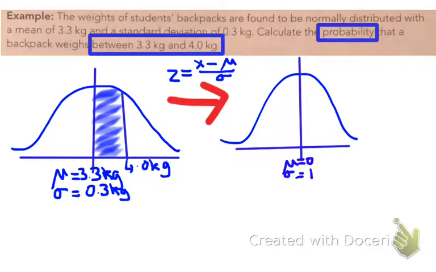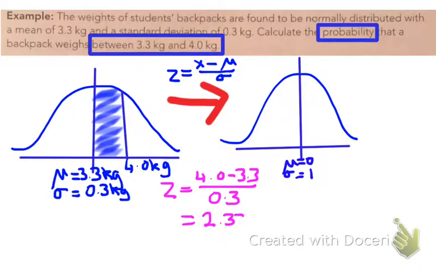What we want to do now is find the equivalent value on our z distribution using the formula. So our formula, let's use the numbers. z equals x, which is 4, minus the mean of 3.3, over the standard deviation of 0.3, and that gives us a value of 2.333. If I draw that on my z distribution, you can see that it's above the mean, and the area that I've shaded on my z distribution is equivalent to the area on my x distribution.